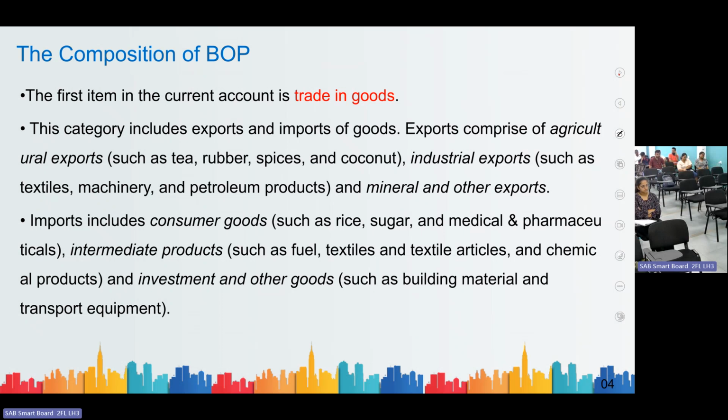Okay, let's look at each and every account in the BOP one by one. The first account is trade in goods. This category includes exports and imports of goods only. Exports comprise agricultural exports, industrial exports, and mineral and other exports, as we saw in the figures. Imports include consumer goods, intermediate goods, and investment and other goods, as I showed earlier.